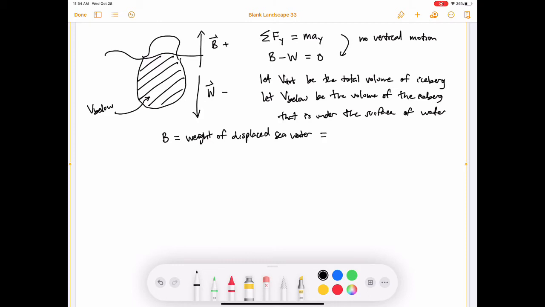So what is that going to be equal to? Well, that's the density of the seawater, so I'll call that rho W, multiplied by the volume of our iceberg that's below the surface. Only that much water gets displaced, only V below. And we'll multiply that by g. Again, we're not using the total volume of the iceberg here, because the part of the iceberg that's above the surface is not displacing any water. However, when it comes to W, this is the total weight of the iceberg.